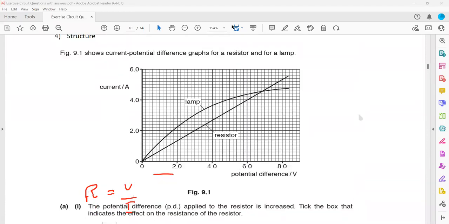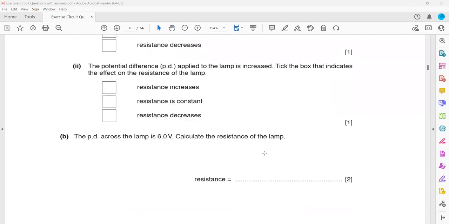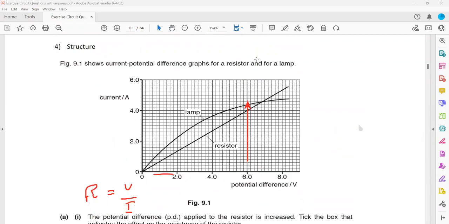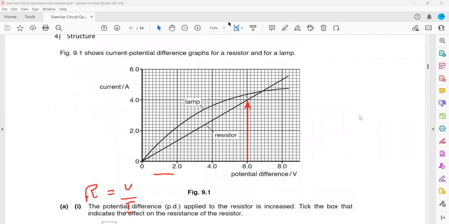So when the voltage is 6, what we do, we draw a line, and you have to show this. Whenever you're using the graph for any kind of values, you should show this on the graph. So we need the resistance of the lamp. So if we need the resistance of the lamp, what will we do? We will look at when the voltage is 6. So when the voltage is 6, we'll draw a line and find what the current is.